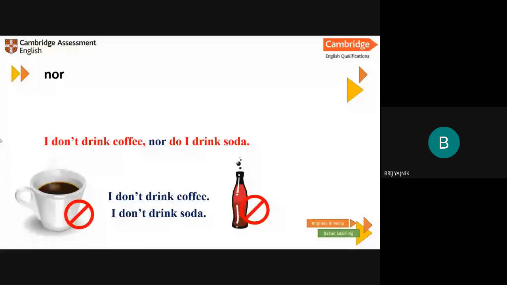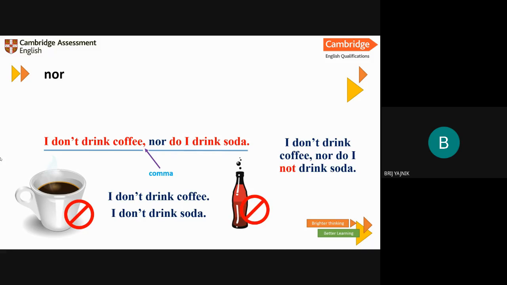Okay, so let's look at it. I don't drink coffee, nor do I drink soda. Now, you don't need the word not in the second part, because nor means negative. So, of course, the reason for the comma is very clear. But you cannot do this: I don't drink coffee, nor do I not drink soda. You cannot add another not there, because nor means not already. The only thing you need to take care of is, the sentence structure after nor will go into question format. The only thing you need to be worried about is that the structure after the word nor takes the format of a question.